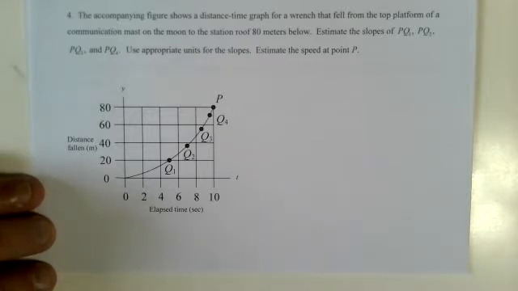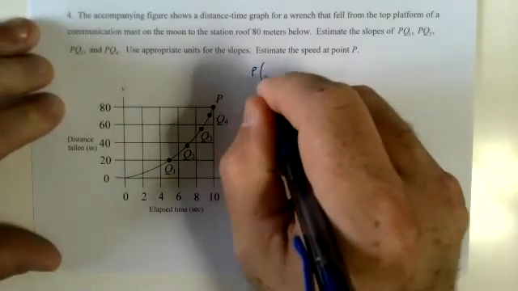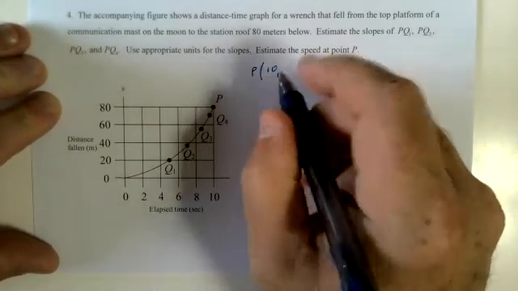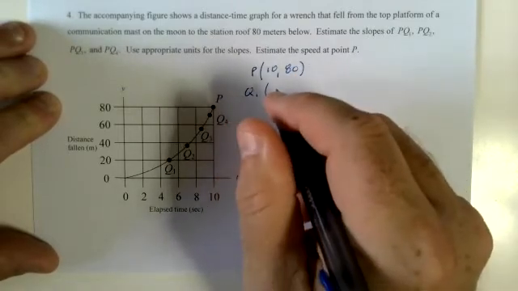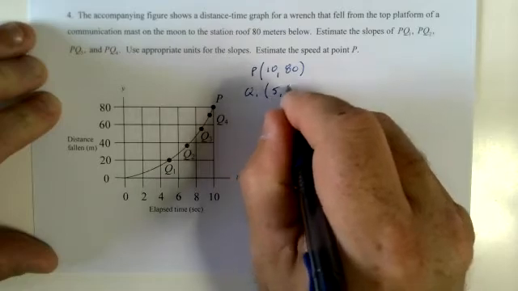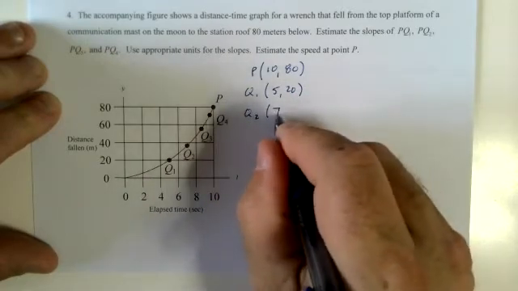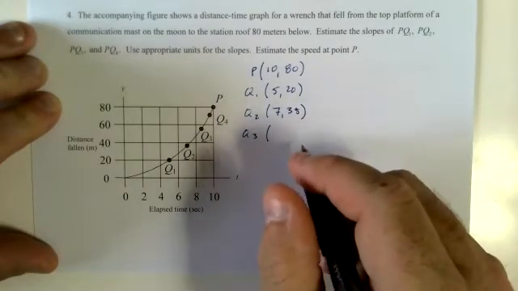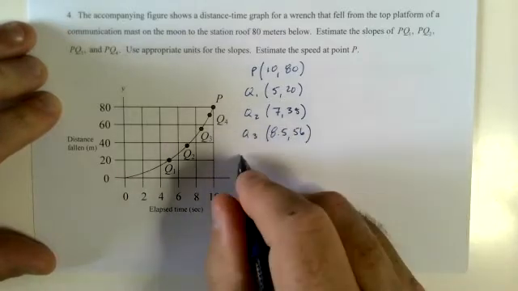I got nothing else to add to that. So here's our points. 10 gets us out 80. Q1. And no, I'm not 100% sure I'm getting these exactly right, but they'll have to do. Q2, Q3. You might get slightly different numbers. There's nothing wrong with that.